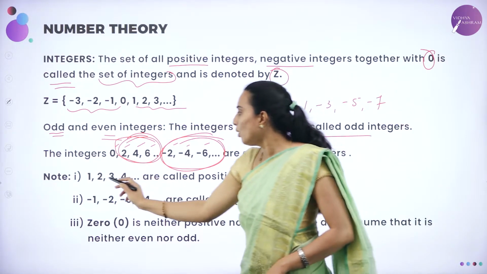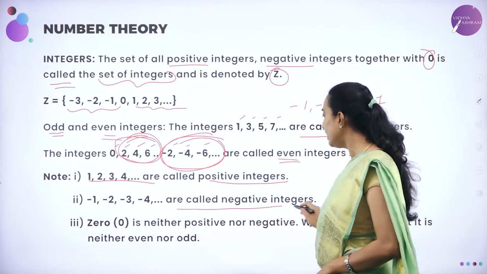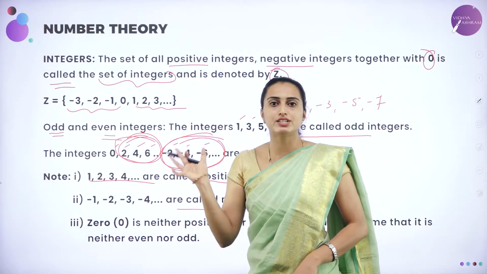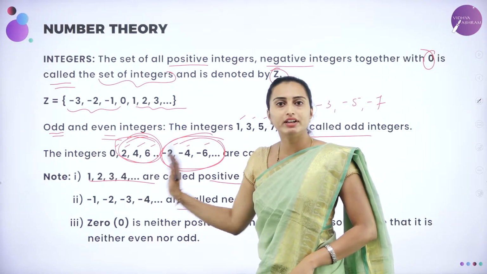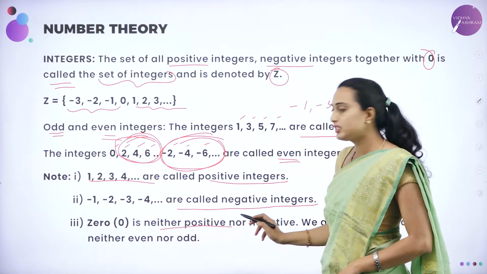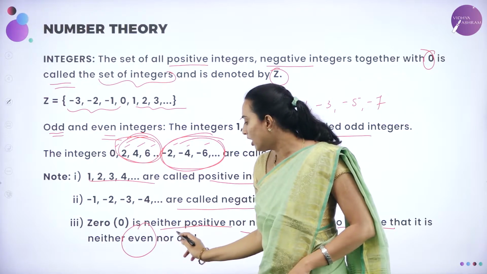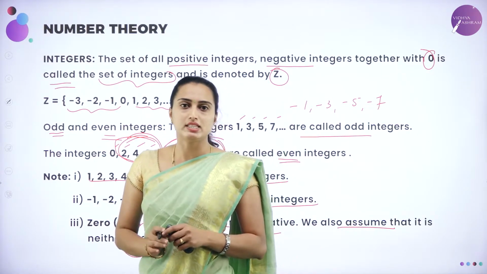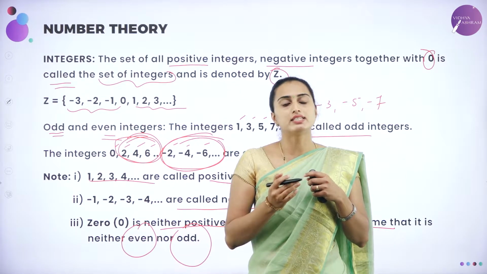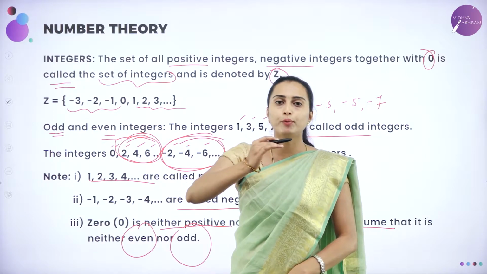Here you can observe 1, 2, 3, 4 as I told, positive integers, and -1, -2, -3, -4 are called negative integers. Both positive and negative odd and even integers are included. But 0 cannot be called either positive or negative, and we also assume that it is neither even nor odd. But in some cases, according to the situations of the problem, 0 can be taken as an even integer. That is what I have mentioned here.